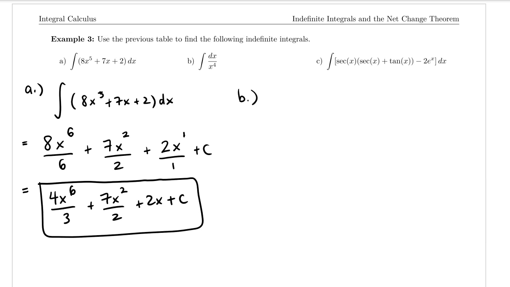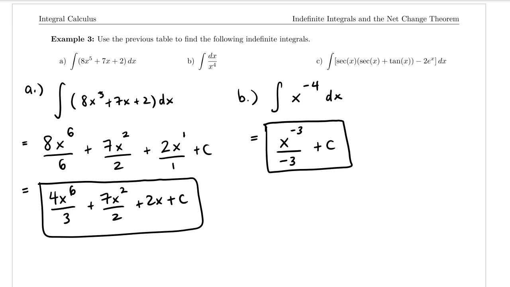For part B, I'm going to rewrite my integral so that it's easier to use the power rule. So 1 over x to the fourth power is equivalent to x to the negative fourth power dx, like that. And here, if I want to use the power rule now, I'm going to add 1 to my power. So negative 4 plus 1 is negative 3. And then I'm going to divide by that new power. And I need to make sure to include my constant of integration. So that's the answer for part B.